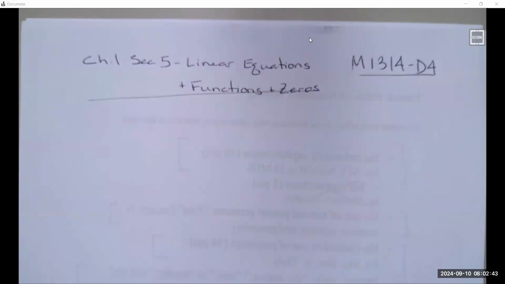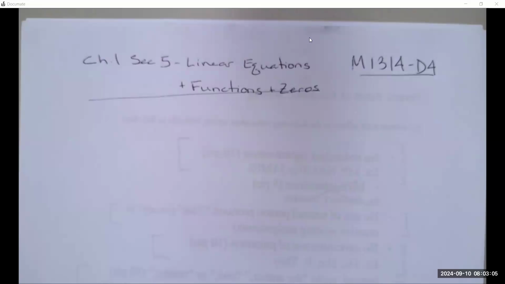Pretty much a lot of these sections roll into each other. And all section 4 really was about is what functions are and how to recognize them, how to graph them, and how to determine whether between linear or parallel and perpendicular lines.